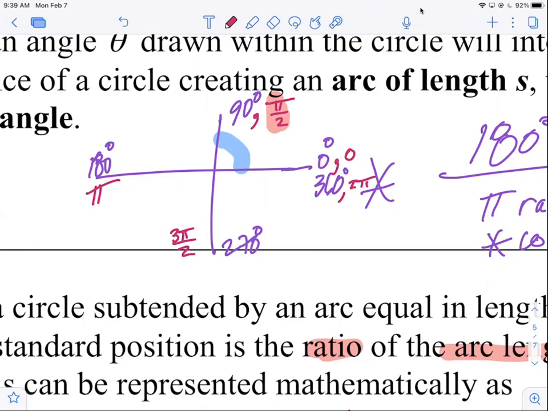There you go. 2 pi is 1 rotation. A half rotation is how many pi? Pi. Now you know what a radian is. It's a ratio of arc length to the radius, and that's why it's unitless.